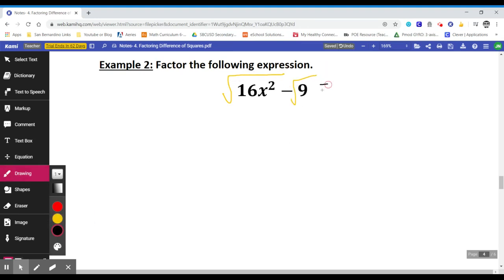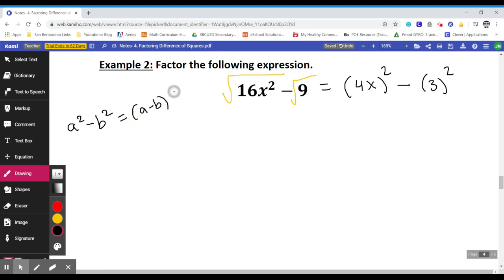To be more specific, this can actually be written down as 4x all to the power of 2 subtracted by 3 all to the power of 2, right? If I multiply this out, I would get the same thing that's on the left-hand side. So since I am a smart math student that wants to save a lot of time, I'm going to use the formula for difference of squares, which is a squared minus b squared is equal to a minus b multiplied by a plus b in any order. So therefore, I'm just going to straight up jump into the answer.